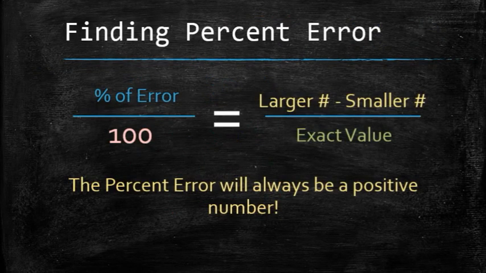So finding the percent of error. You set up a proportion just like we did before, and you're taking the larger number and subtracting the smaller number. And on the bottom right, you have the exact value. And the exact value is not the original value, but the value that is the actual value, what actually happened. And the purpose of doing this is you're finding how closely related the two answers are, or how close the person was to their estimate.